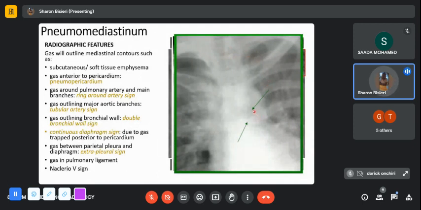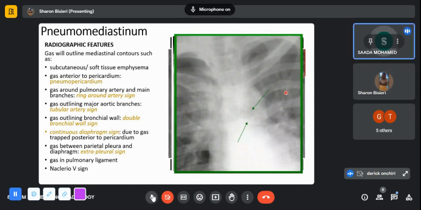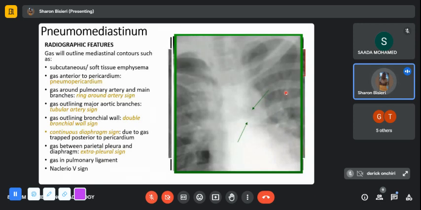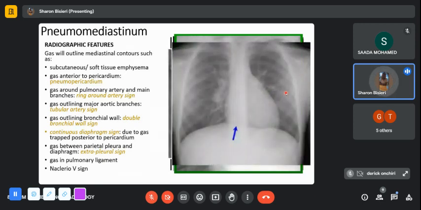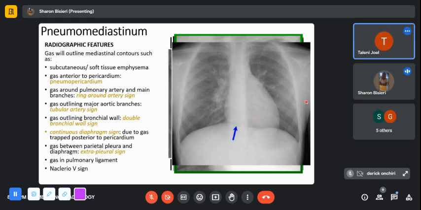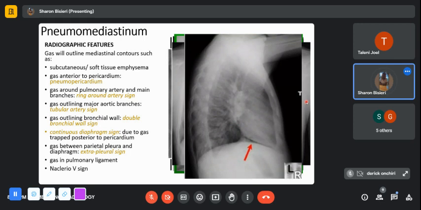Then this next sign, we've also seen it before. Can someone mention what it is? Double bronchial wall sign. Yes, double bronchial wall sign. And then this blue arrow is also pointing to a sign that we talked about. What is the sign? Continuous diaphragm sign. Yes, continuous diaphragm sign.